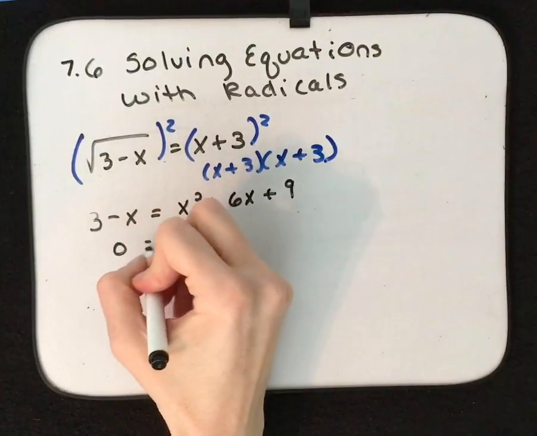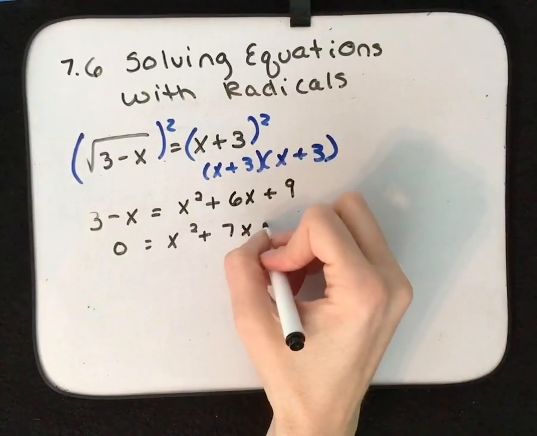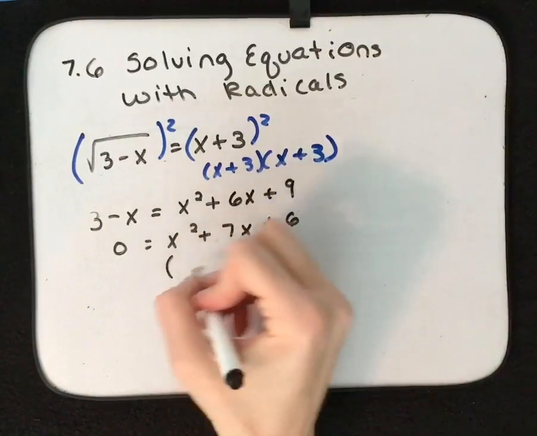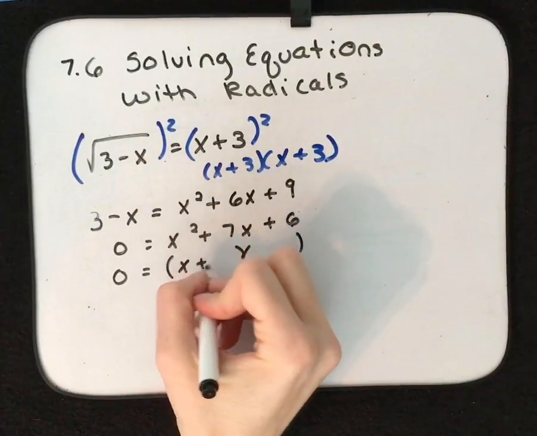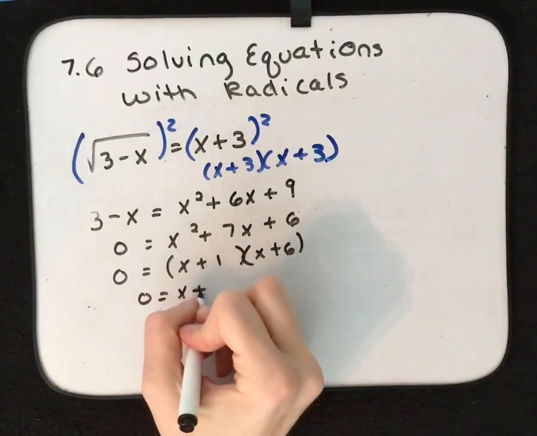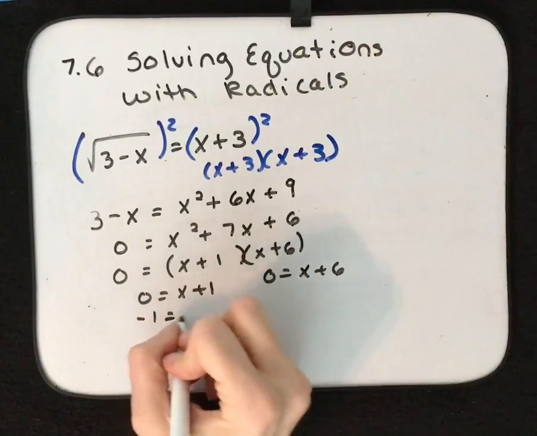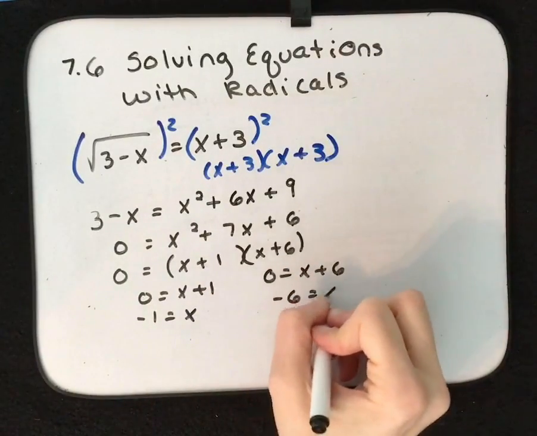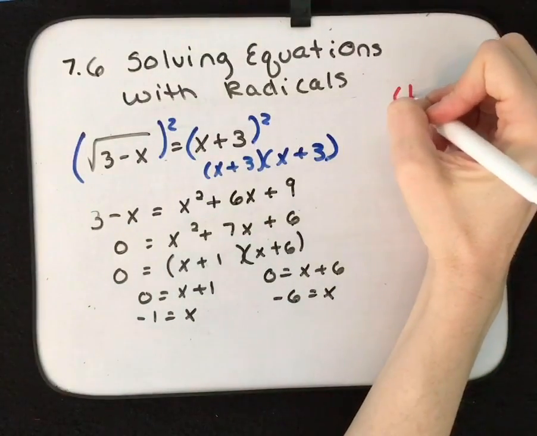So let's set this equal to 0. Let's factor it down. So two numbers that multiply to 6 and add to 7. And then let's solve it. So here we get negative 1, and here we get negative 6. So we have two potential solutions. We need to check them so we can see what works. So let's check.